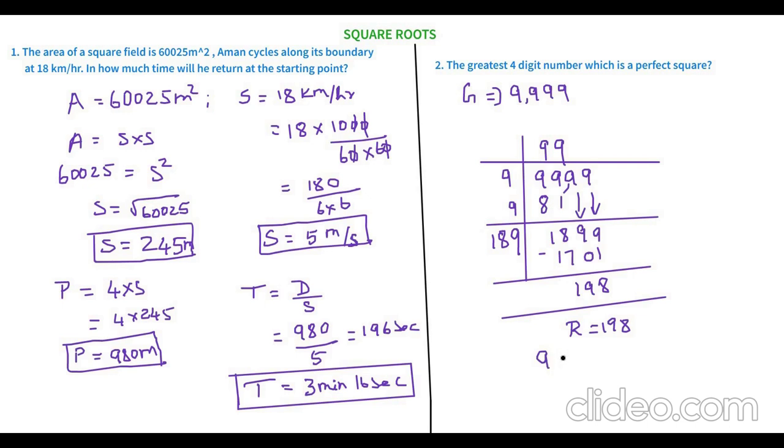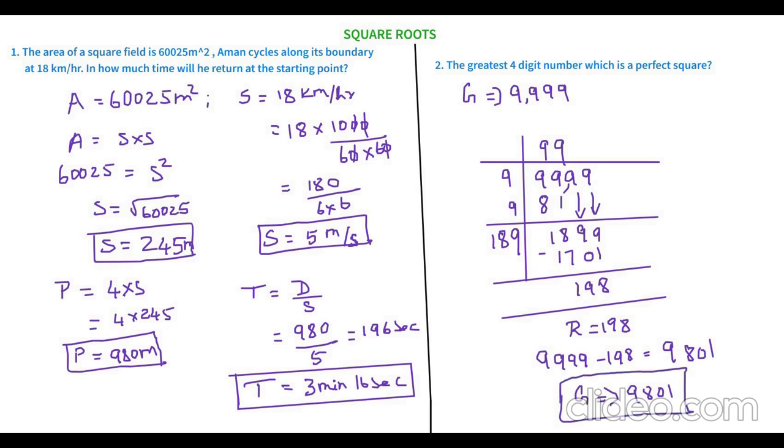9,999. So 9,999 minus 198 will give us 9,801. So 9,801 is the greatest square number, right? So this is our greatest square number.